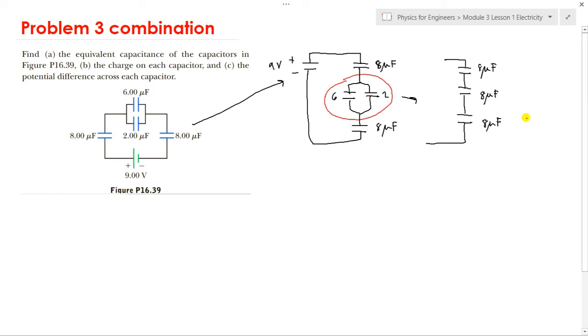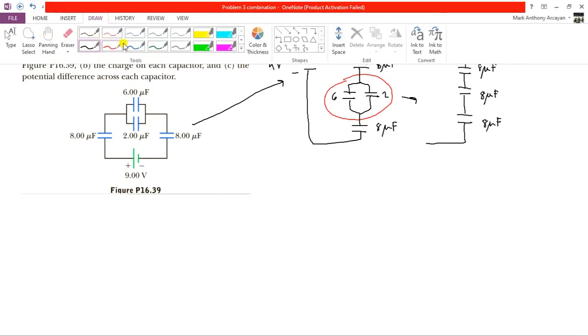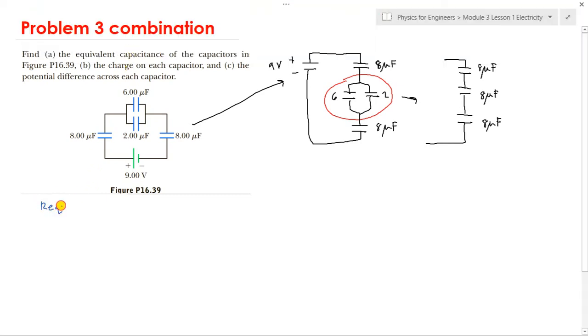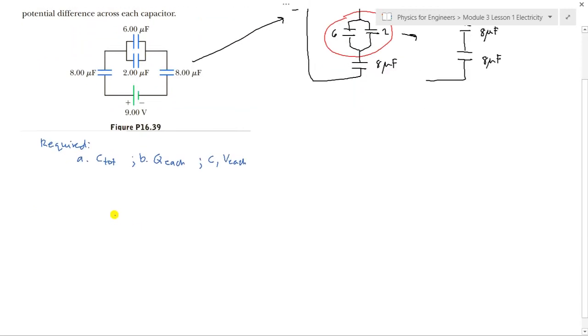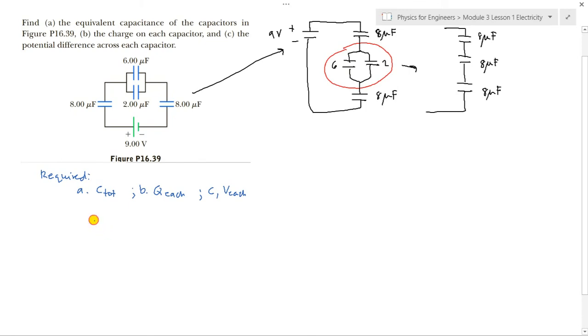So what we need to find is the equivalent capacitance. The first required, A, is the C total or the equivalent capacitance. Then the charge on each capacitor. So second, Q of each capacitor. C, the potential difference across each capacitor, is the voltage for each. So let's solve. The most important here is the total capacitance.